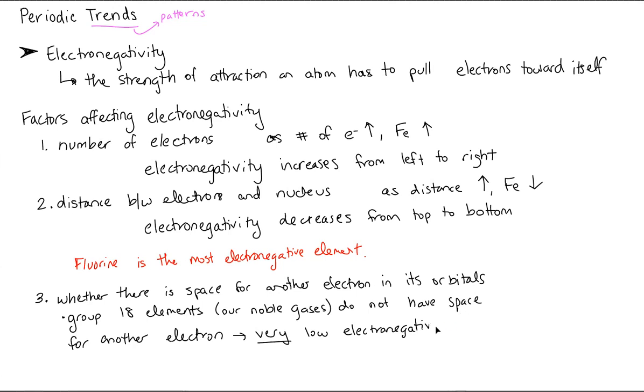Wait, that's not how you say it. They do not attract electrons toward themselves. Okay? So you need to know these trends. Electronegativity increases from left to right, decreases from top to bottom.